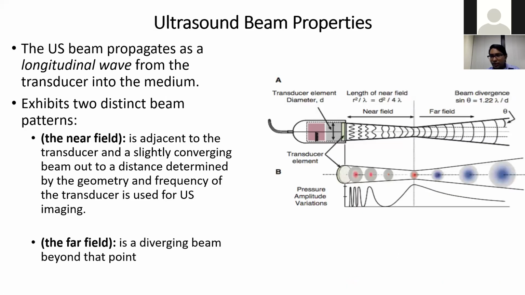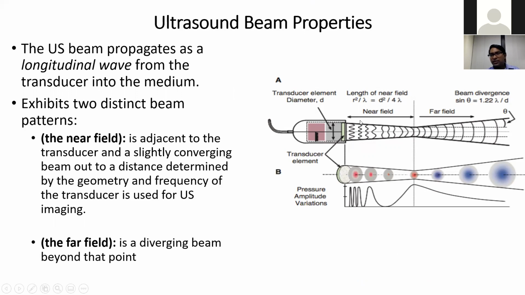I want to talk a little bit about ultrasound beam properties. The ultrasound beam propagates as a longitudinal wave away from the transducer into the medium. The ultrasound beam has two distinct beam patterns. One is the near field of the ultrasound beam, and the other is the far field. The near field is also called the Fresnel zone of ultrasound, and the far field is called the Fraunhofer zone.